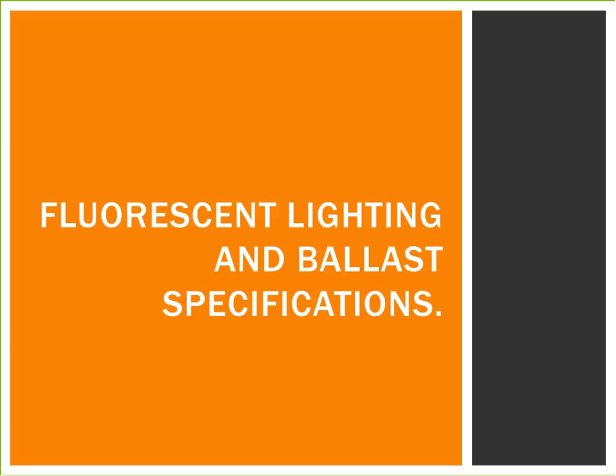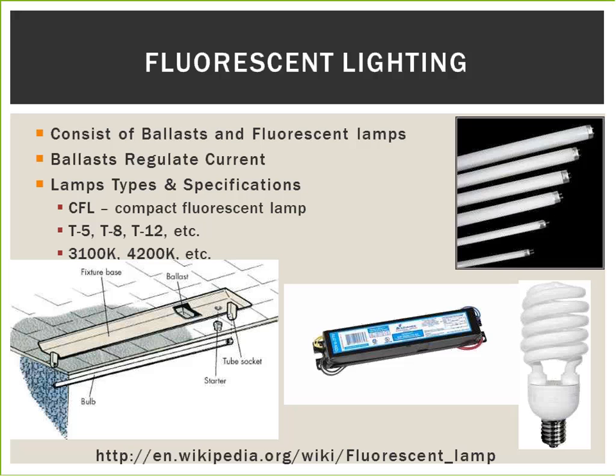Next, we will review fluorescent lighting and ballast specifications. Fluorescent lighting is a system of ballast and lamps that are typically used because of their efficiency and energy savings. Fluorescent lamps use electricity to excite mercury vapor inside the tubes, which in turn produces short-wave ultraviolet light that then causes the phosphor to fluoresce, which produces the visible light.